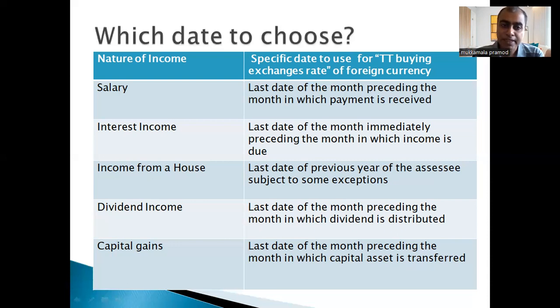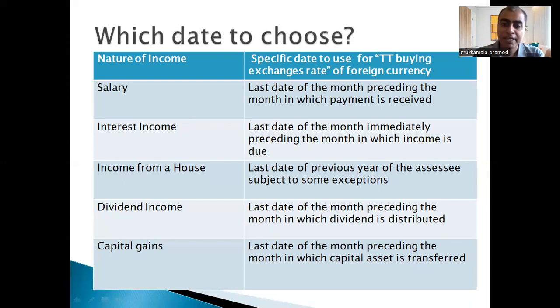So it is different in case of income from a house. Let's say you have a house property and you are deriving income from a foreign country on the house, then it would be the last date of the previous year, and it has some exceptions. So typically, if you're filing for the year 2023, then it would be the preceding year's last date, which is 31st of December of the previous year.